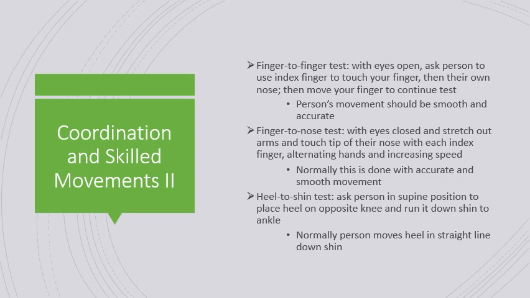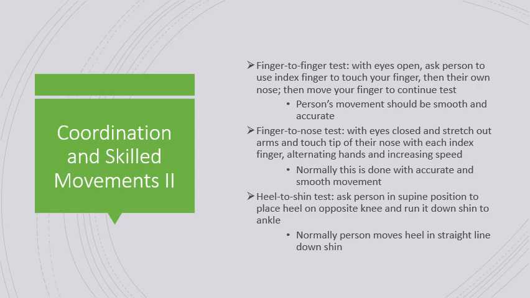So the finger-to-finger test is the one where the person touches their finger to your own nose, you move your finger, and they try to touch back. The other thing is you can have them stretch out their arms and close their eyes and then try to touch their nose. So right hand touches their nose, left hand touches their nose, right hand, left hand, with their eyes closed. And you can have them move faster and faster.